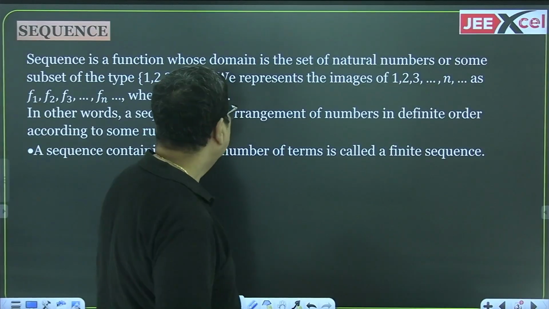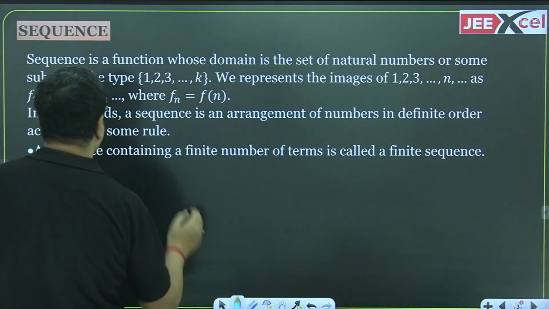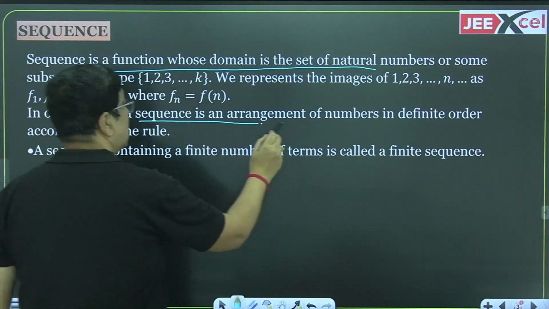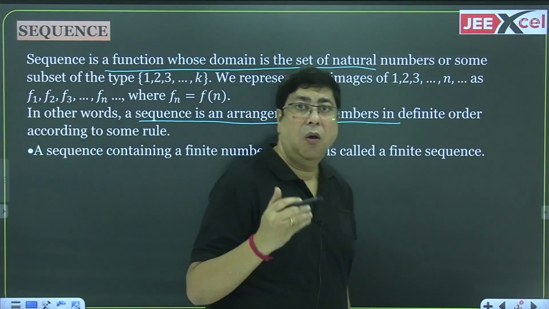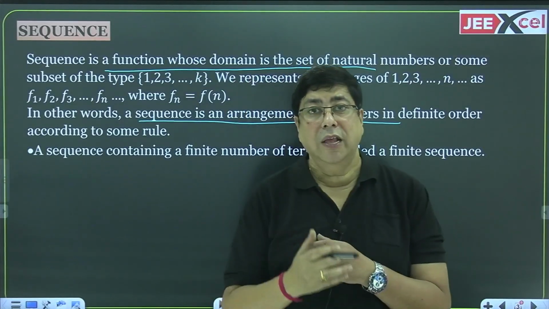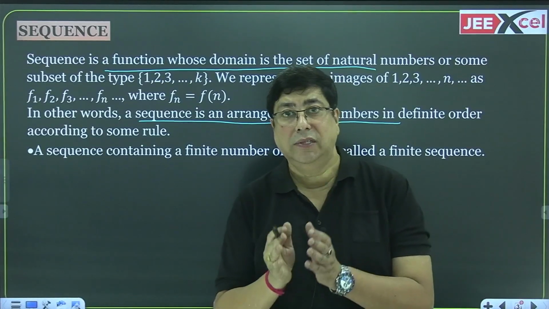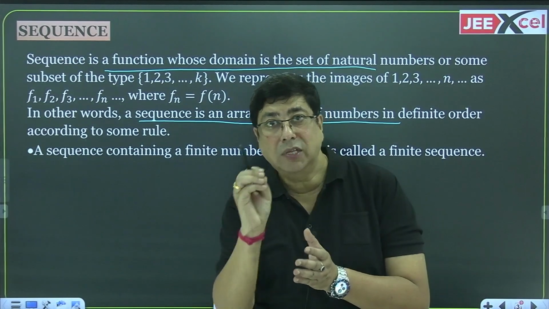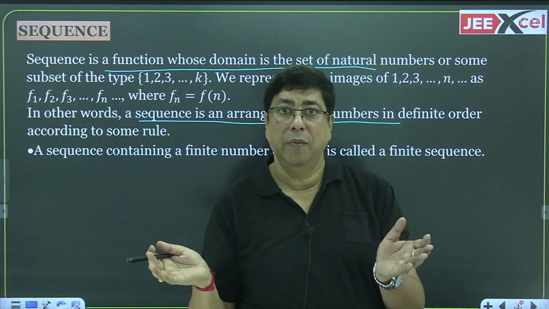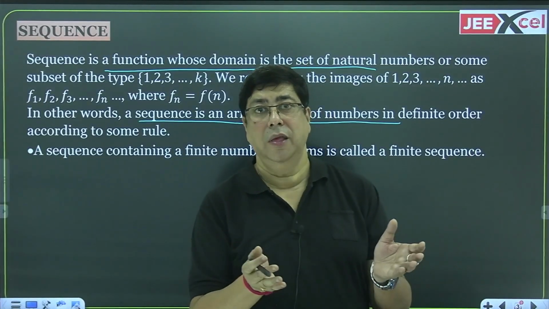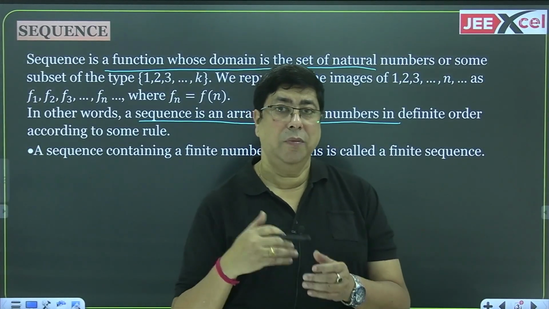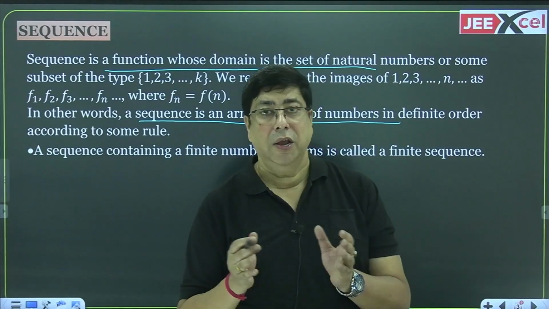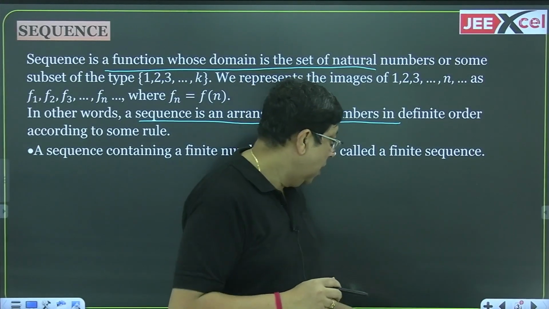Sequence. What is a sequence? A sequence is a function whose domain is the set of natural numbers. It means a sequence is the arrangement of numbers in a definite order. Its domain is the natural numbers. What does this mean? Domain means first term, second term, third term. These are called term numbers 1, 2, 3, 4. This is the domain, this is the input, and the output can be any number. It can be a complex number. Any term of the sequence can be a complex number, so it can be a real number or a complex number. Okay, output.